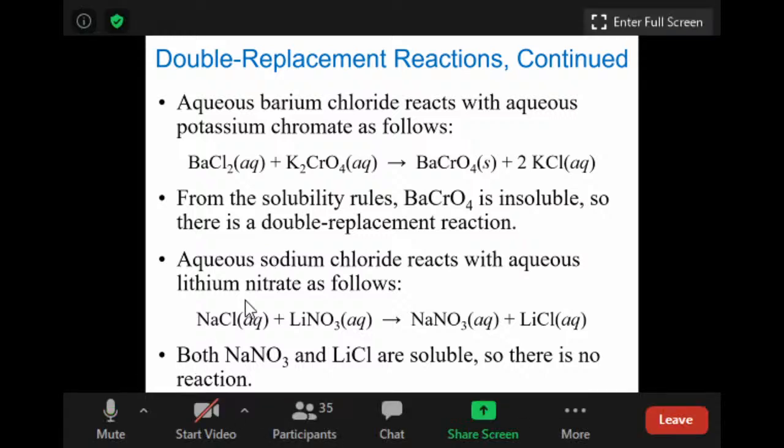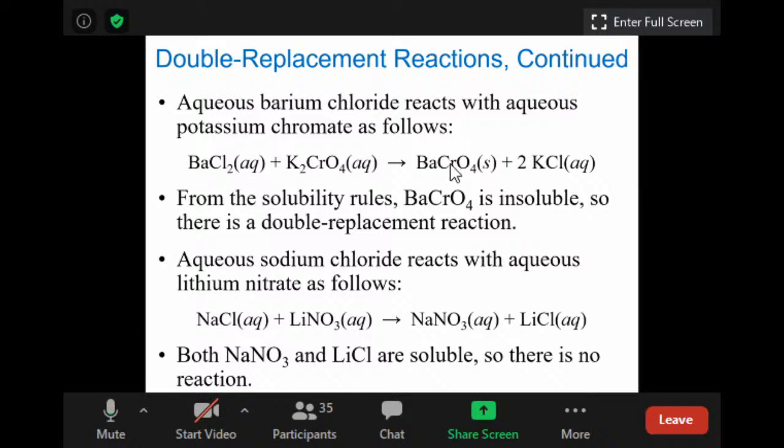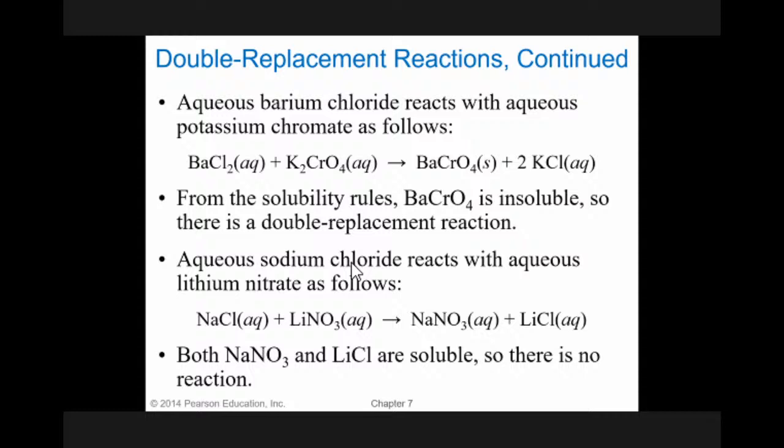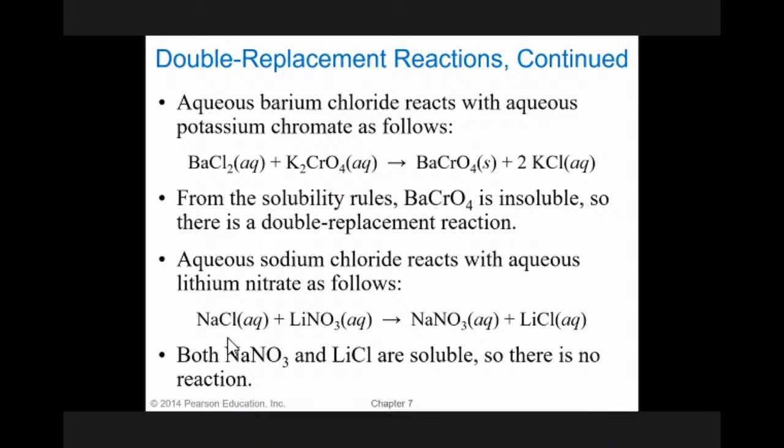But the first one, we can see that there will be a net ionic equation. The barium one, you see that? BaCrO4 is insoluble. Yeah, it's insoluble. You got it now? Very good. And any other person who doesn't understand? Anybody? Any other question for chapter 7?